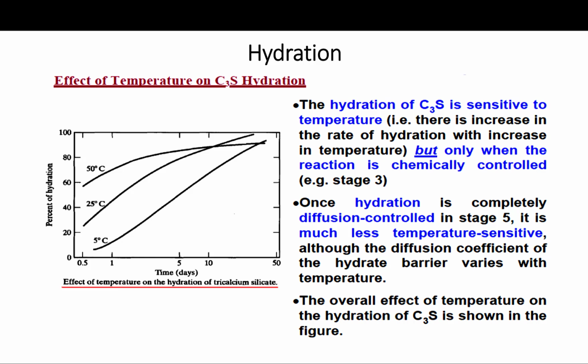And also the overall effect of the temperature on the hydration of C3S, as I said, is shown in this figure. As you can see, as you increase the temperature from 5, 25 to 50, you see the percent hydration, how it increases with time. Okay.